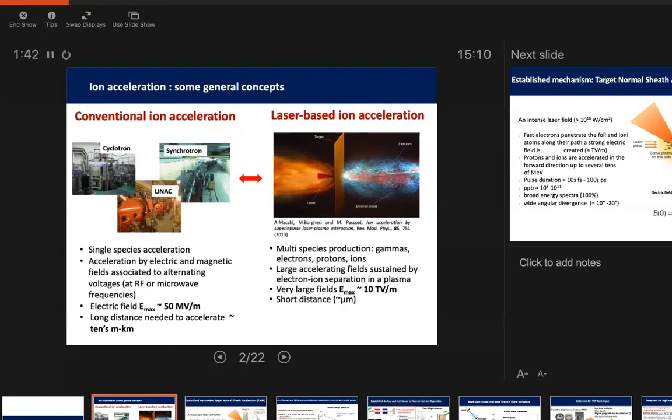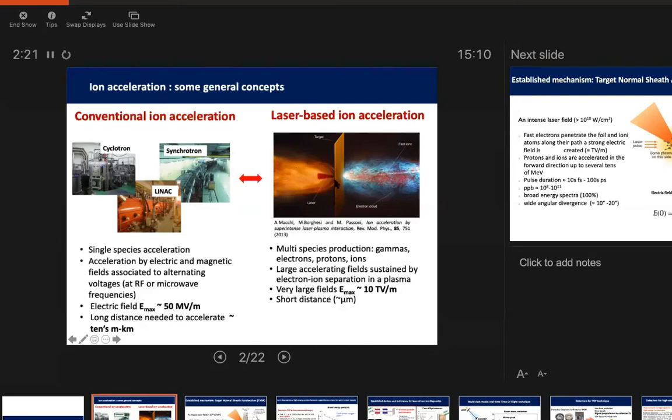In contrast to this technique, recently there is another technique, which is laser-based ion acceleration, as the name says. It is based on the use of a high-power laser, which is focused on a solid target, as you can see here. And from the interaction of the laser with the surface of the target, you get an acceleration of different kinds of particles, in both the backward direction and the forward direction.